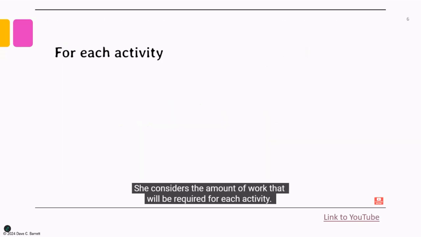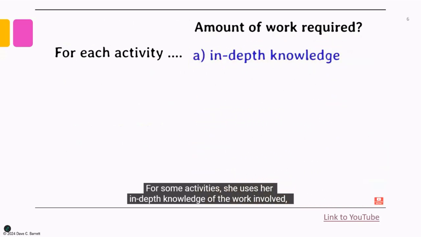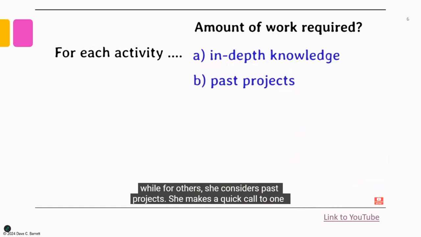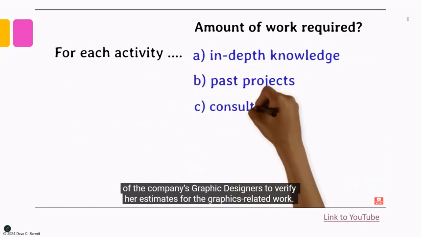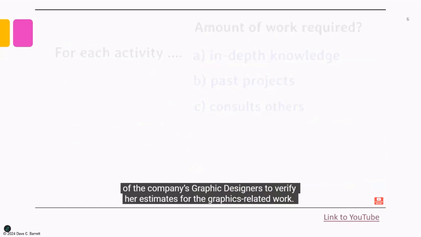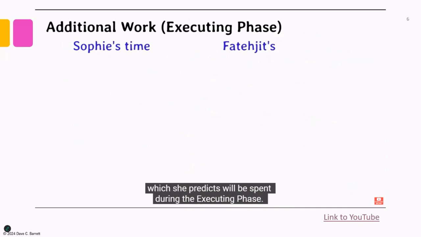She considers the amount of work that will be required for each activity. For some activities, she uses her in-depth knowledge of the work involved, while for others, she considers past projects. She makes a quick call to one of the company's graphic designers to verify her estimates for the graphics-related work. Sophie also includes the cost of her own time and that of Fatijit, the business analyst, which she predicts will be spent during the executing phase.